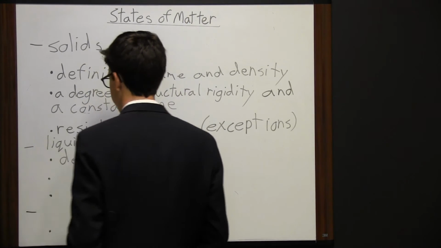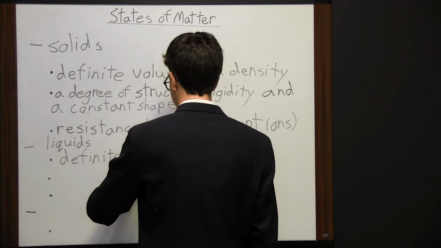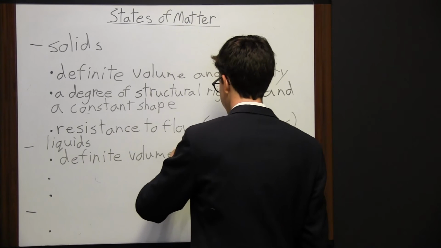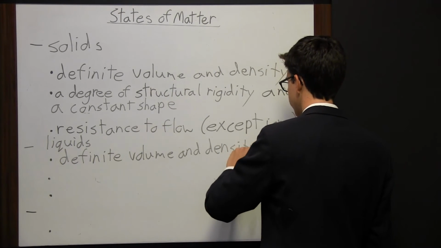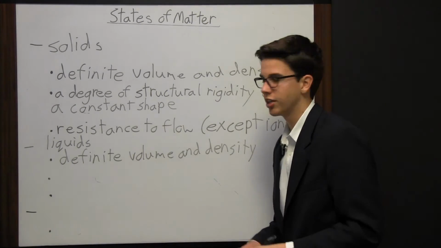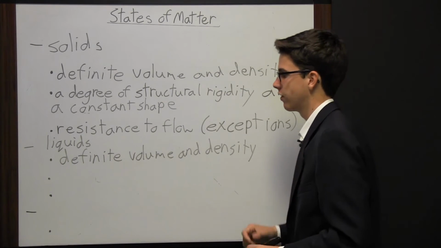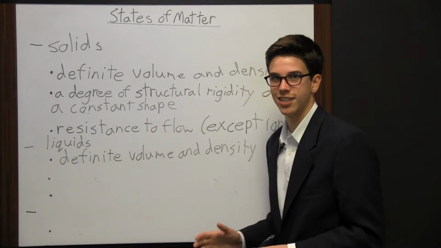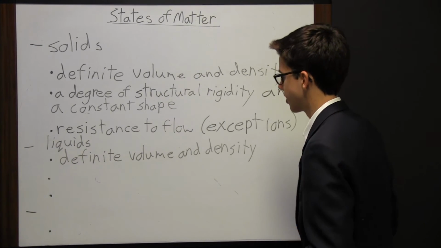And like solids, at a particular temperature and pressure, it has a definite volume and density. So the reason I say at a certain temperature and pressure is because at a different temperature and a different pressure, this whiteboard may have a little bit of a different volume and a little bit of a different density. But as long as it stays at the same temperature and pressure, the volume and density are going to stay the same.